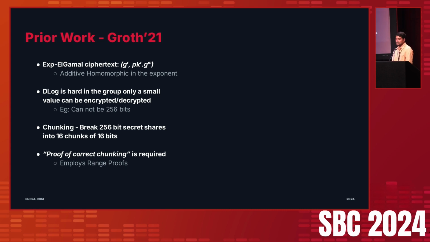However, there is a challenge. You cannot encrypt large messages in the exponent, because we assume the discrete log is hard in this group, and so you cannot decrypt large values of M here. Let's say if M is 256-bit, you cannot decrypt the value directly. So what do they go for? They go for what is called chunking. They divide the 256-bit value into, let's say, 16 parts of 16 bits each.